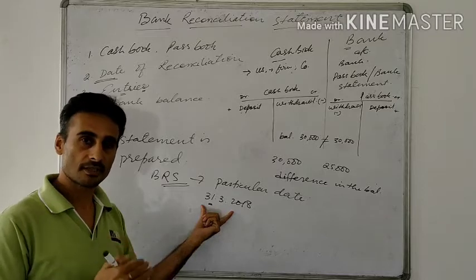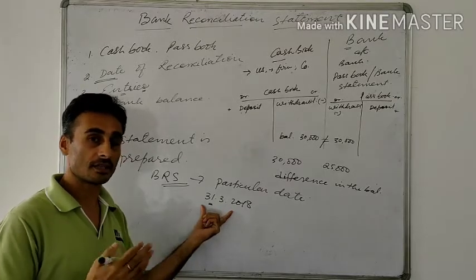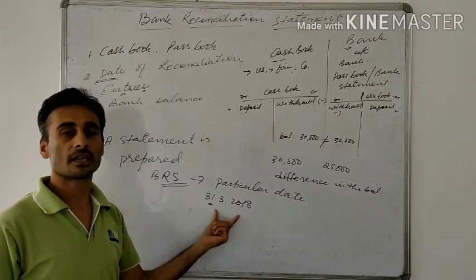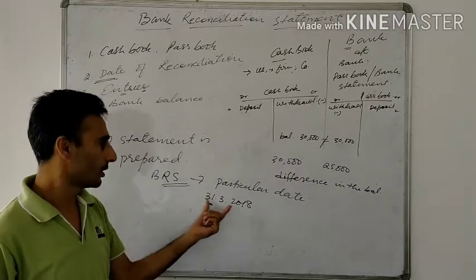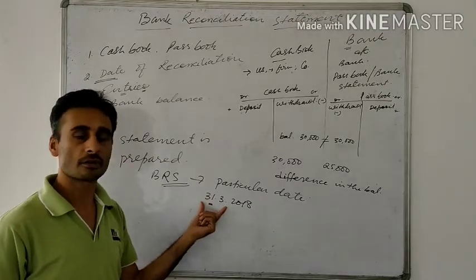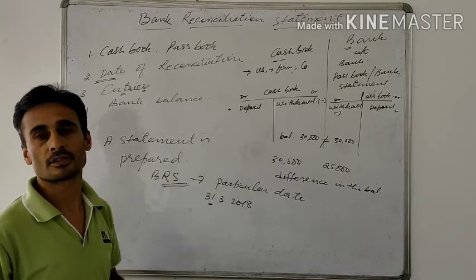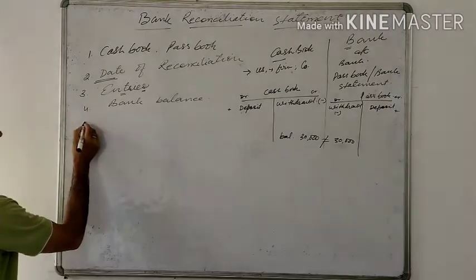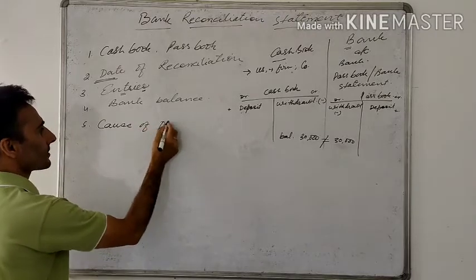There may be some entries which will be made after this date. And since the date of reconciliation is 31st/3/2018, we'll take the entries recorded or not recorded within 31/3/2018. This is the importance of date of reconciliation. Now number 5, let's see what are the causes of differences.